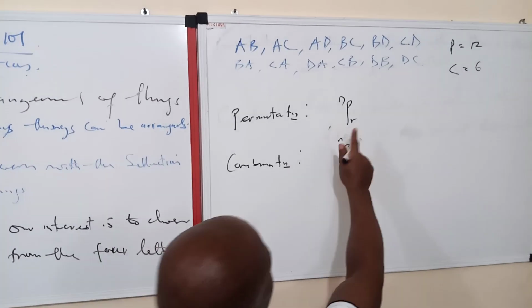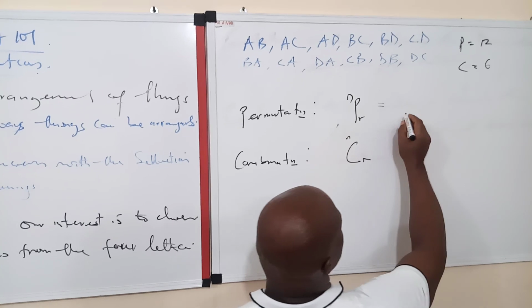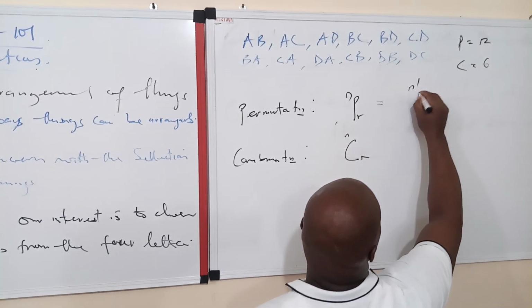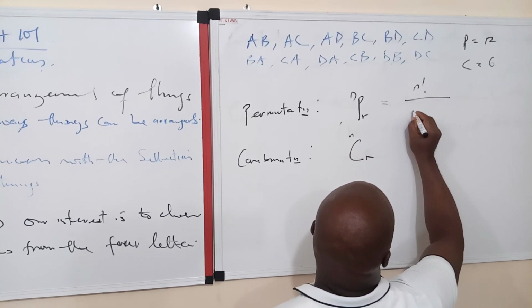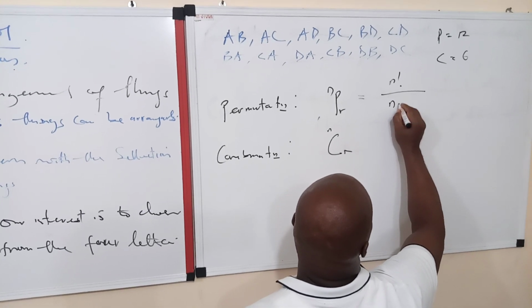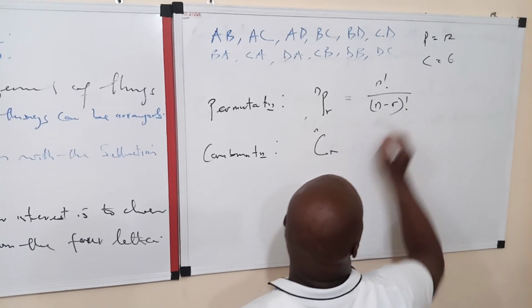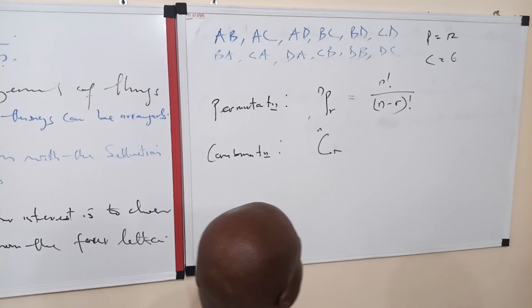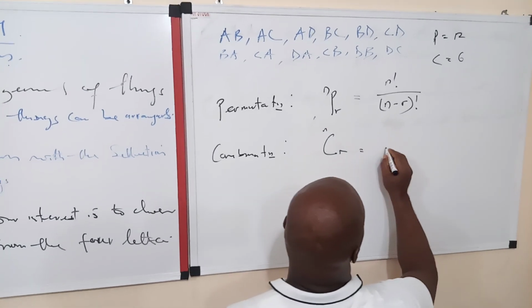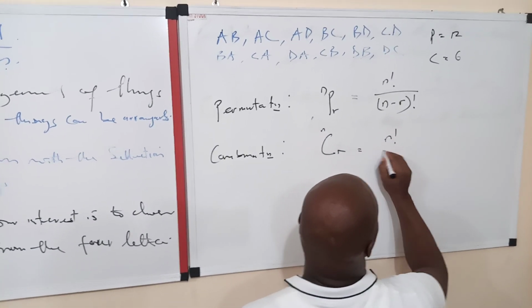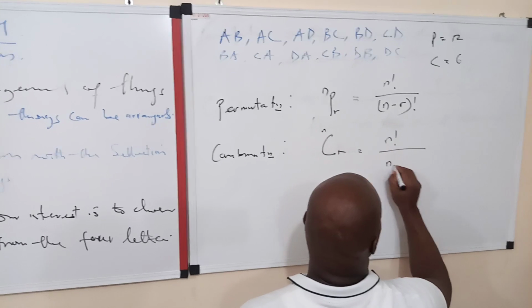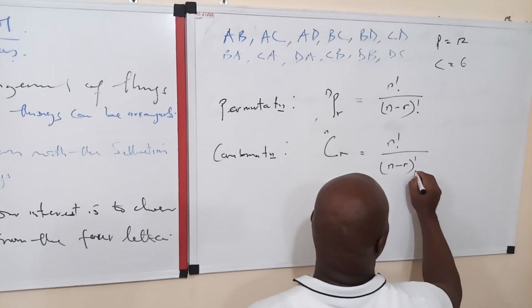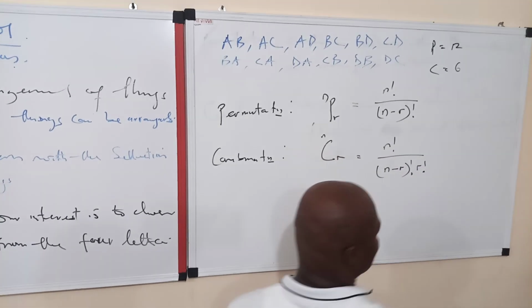So now let's try it. This is equal to n factorial all over (n minus r) all factorial for permutation, whereas for combination we have n factorial all over (n minus r) all factorial and r factorial.